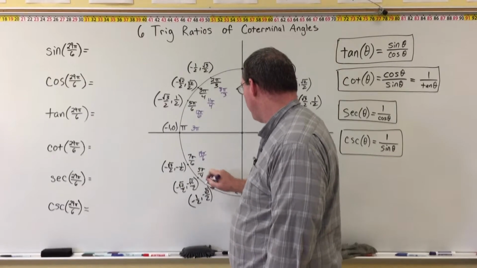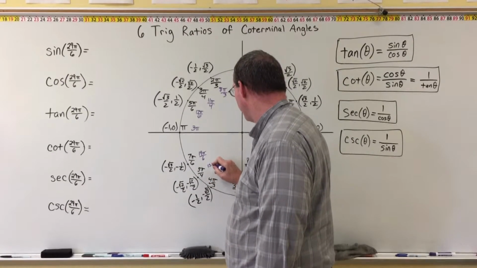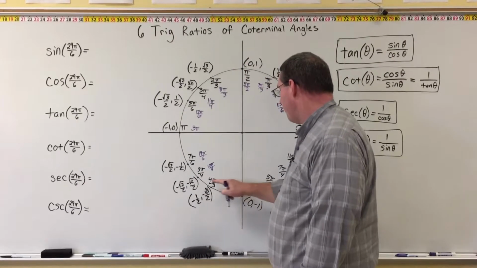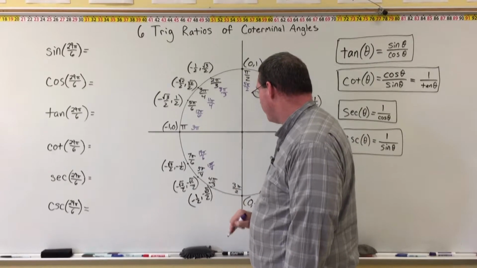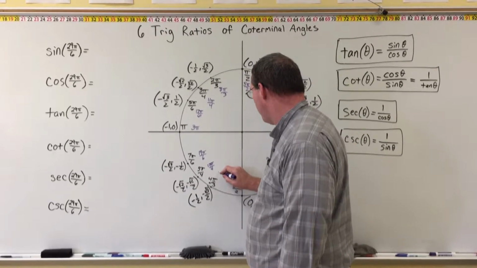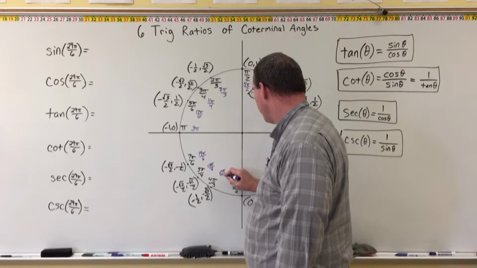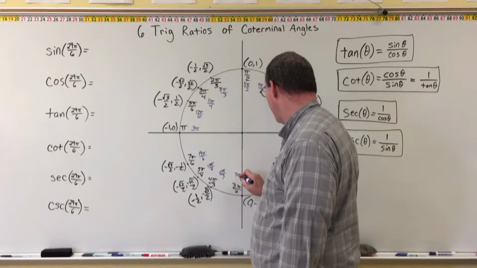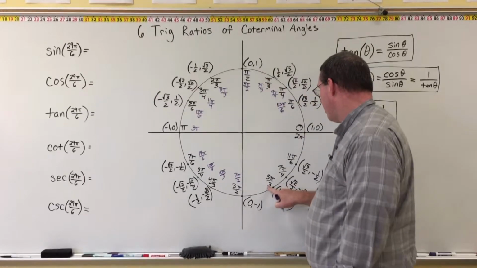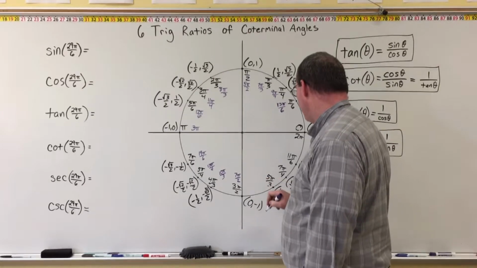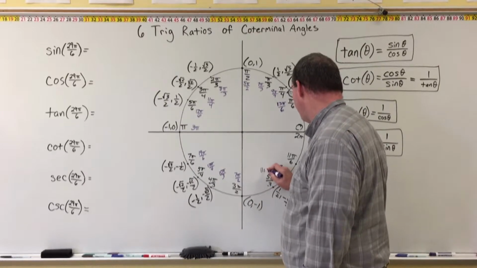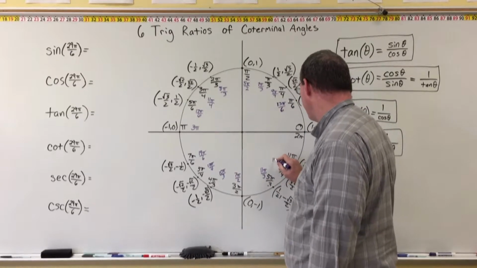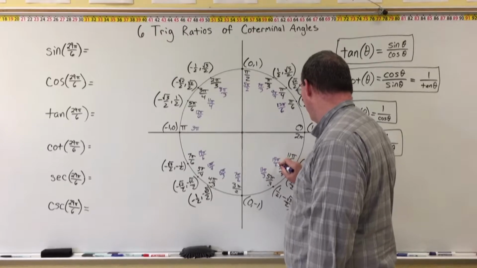Double 4, that's 8. 8 plus 5 is 13. So this is the same thing as 13 pi over 4. I say same thing to mean coterminal. Okay? All right, so 4 pi over 3. 3 times 2 is 6, plus 4 is 10. So this is coterminal to 10 pi over 3. This is 2 times 2 is 4, plus 3 is 7, so 7 pi over 2. 3 times 2 is 6, plus 5 is 11, so this is 11 pi over 3. 4 times 2 is 8, plus 7 is 15, so this is 15 pi over 4.